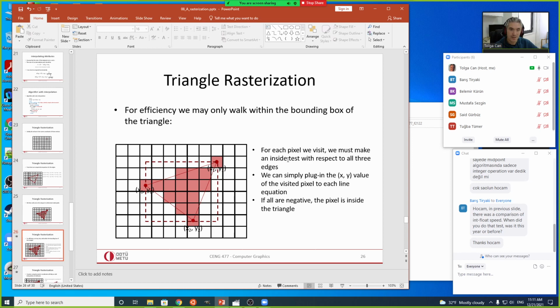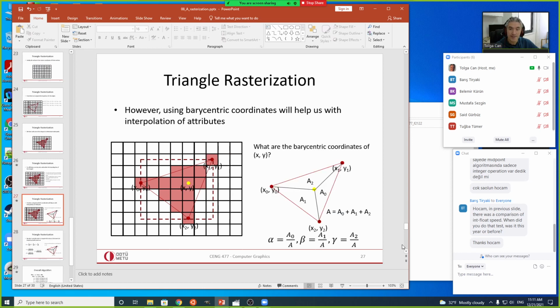So yeah, the algorithm: we are going to walk along the pixels within the bounding box. For each pixel we make this inside test with respect to all three edges. We plug in the x, y pixel center value. If they're all negative, then the pixel is inside the triangle, as I said before.